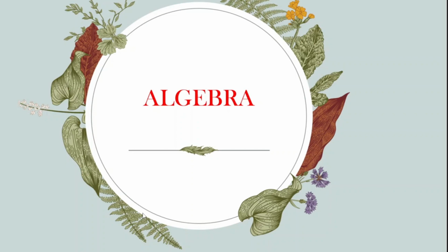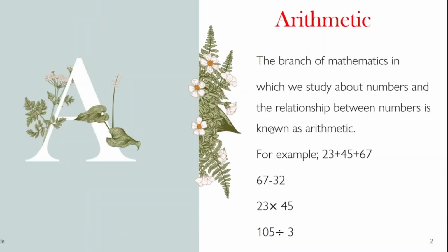And before starting with algebra, let's recollect which branch of mathematics we have learned so far. So the branch of mathematics that we were dealing with till now was arithmetic. Now what is arithmetic? Arithmetic is that branch of mathematics in which we study about numbers and the relationship between numbers. Right? For example, till now we learnt about counting.